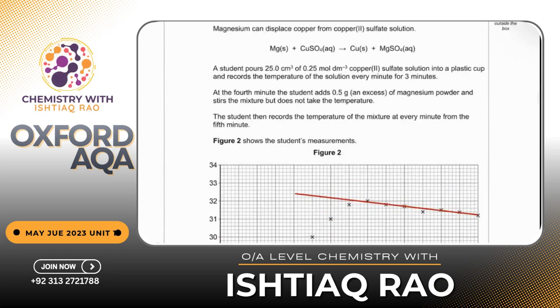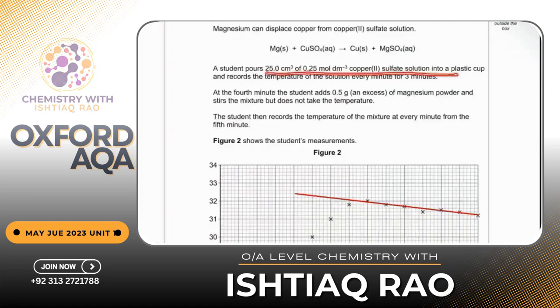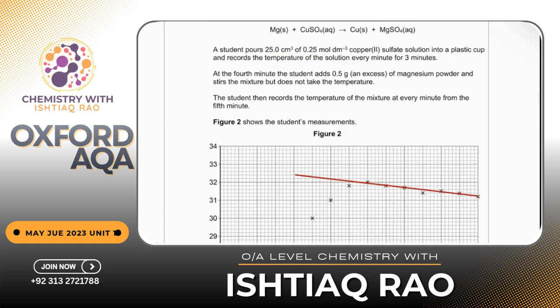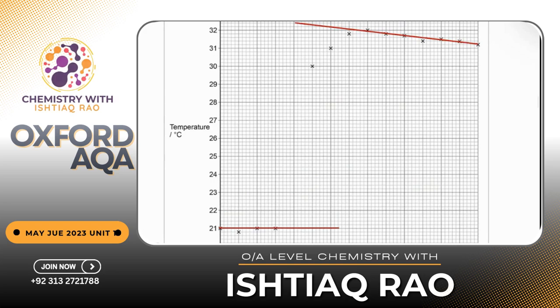Okay, let's see what they were saying. 25 cm³ into a plastic cup and records the temperature for 3 minutes. At the fourth minute, the student stirs the mixture. So this is the mixing point at the fourth minute. Now what they are saying is temperature change.